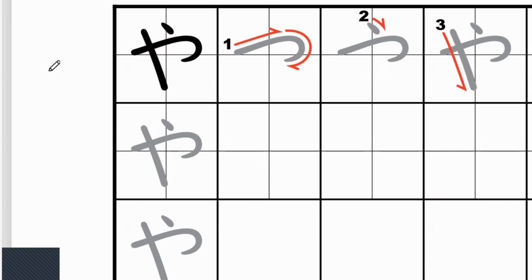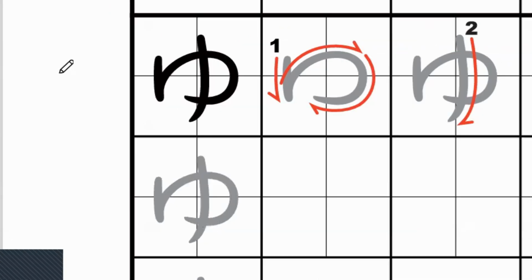The first character of the Y row is ya. This is ya. This character has got 3 strokes. Let us see how to make them. The first stroke is like this. The second stroke is this. And the third stroke is this. This is ya.